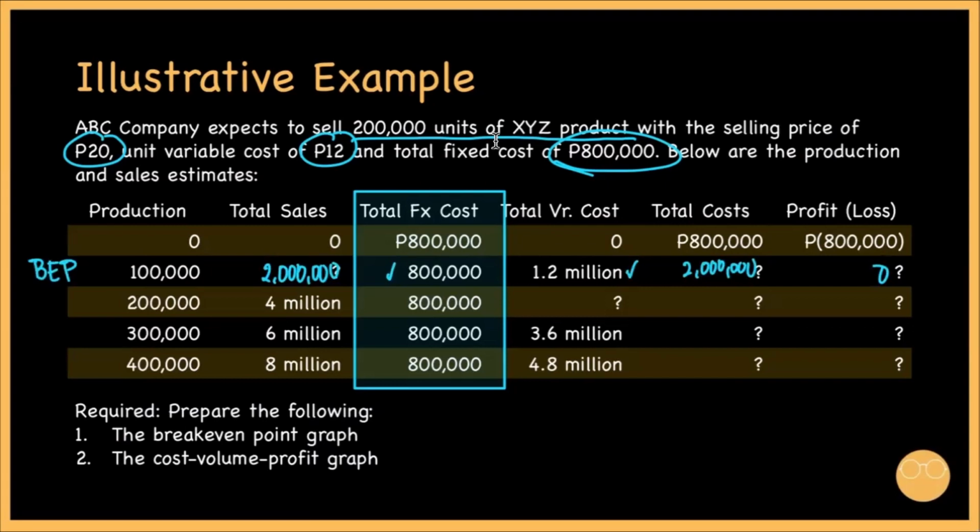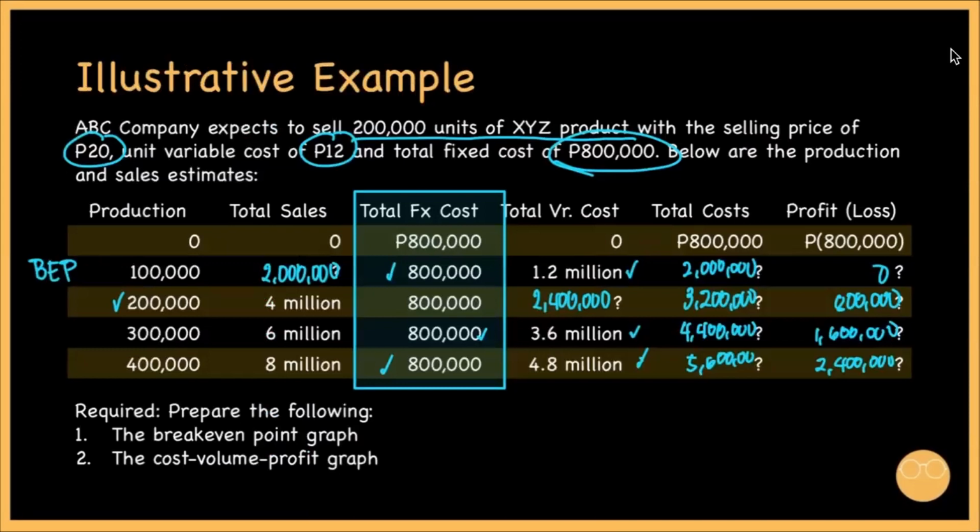For the total variable cost, multiply the 200,000 level of production by 12 and that will give you 2,400,000. So 2,400,000 plus 800,000 gives you 3.2 million pesos total cost. Then you will incur a profit of 800,000 pesos. Then for the 300,000 level of production, the total cost is 3.6 million plus 800,000, which gives you 4.4 million pesos. And your profit will be 1.6 million pesos. Then for the 400,000 level of production, the variable cost is 4.8 million plus 800,000, that is 5.6 million pesos, and the profit will be 2.4 million pesos.